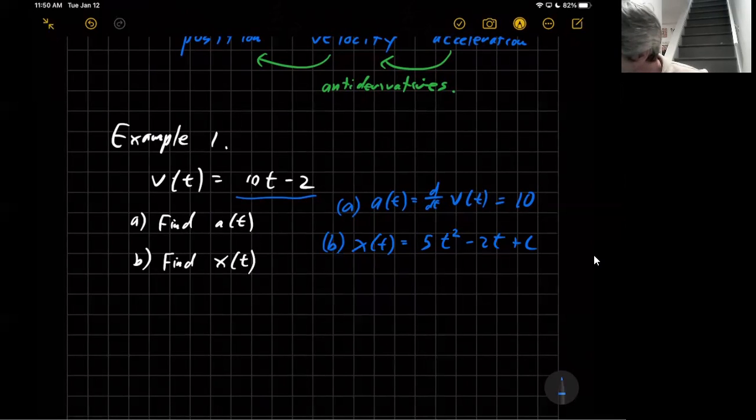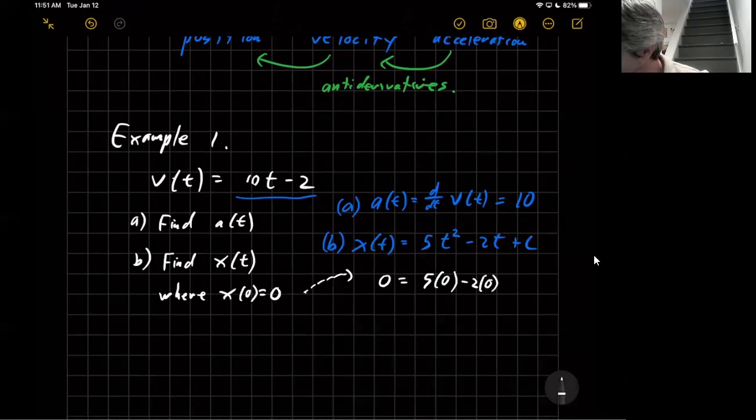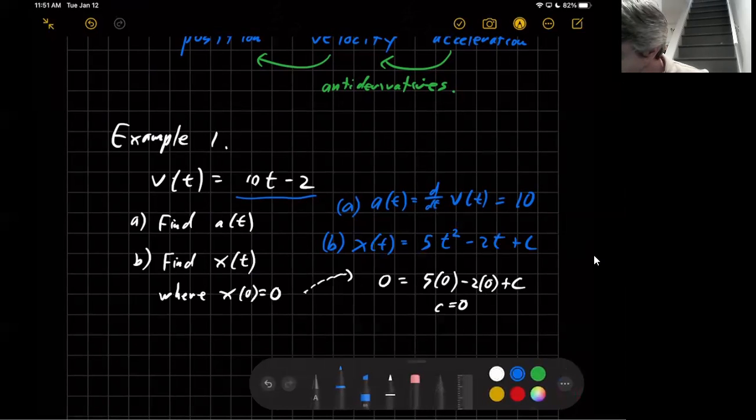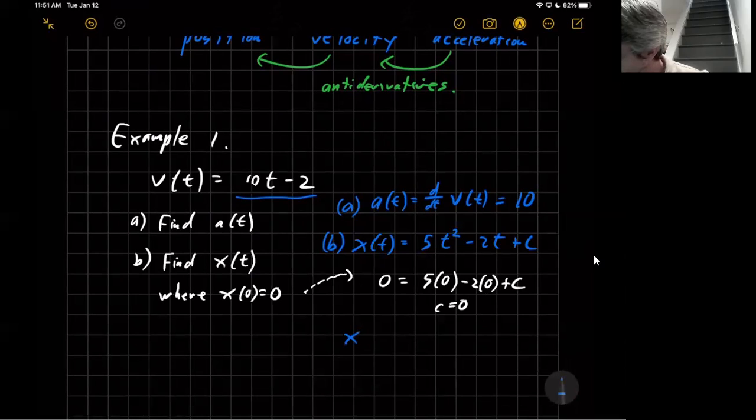So that would be an expression for our position as a function of time. Now to define the constant, I could have said in the problem that x of 0 is equal to 0. If that were the case, when I put in 0 for time, I better end up at 0 position. So with this caveat, 0 better equal 5 times 0 minus 2 times 0 plus c. C is 0. And then the solution ends up being that x of t is equal to 5t squared minus 2t as the final answer.